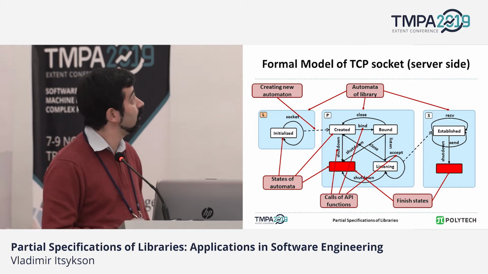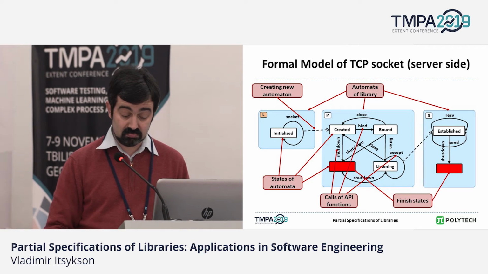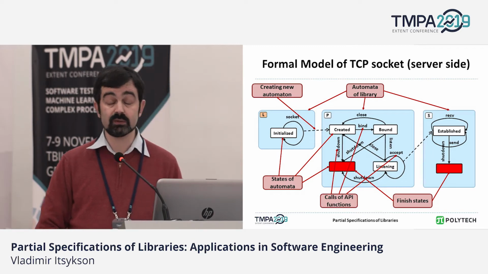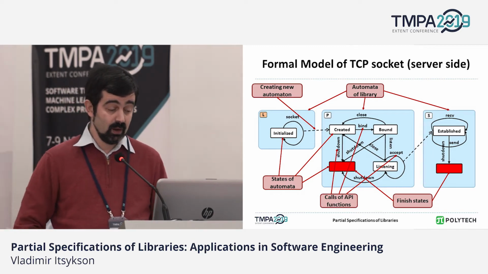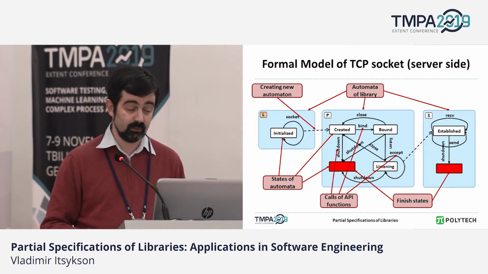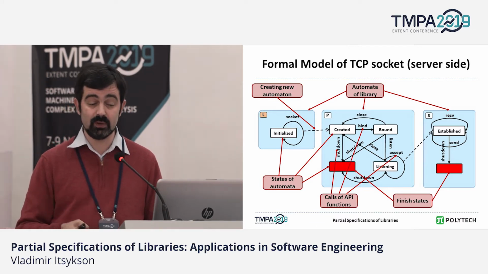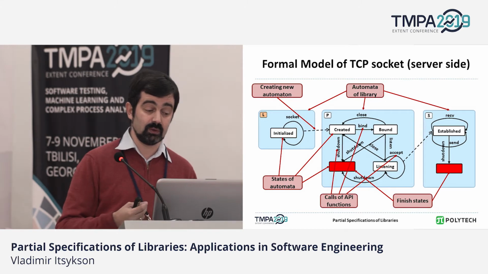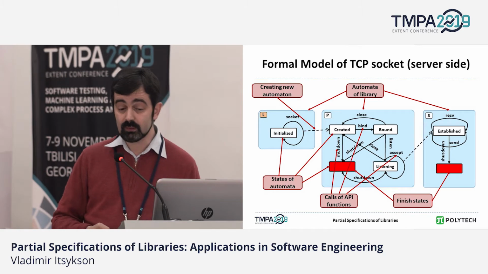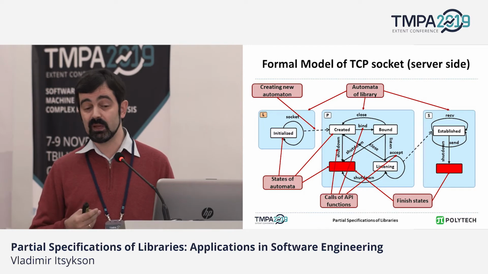On this picture, you can see an example of our model. It's a TCP server, the server side of a TCP socket. This model consists of 3 automata. The first automaton L is a primitive automaton of the state of the library. Each automaton has only one state, initialized. The second automaton corresponds to the TCP/IP listen socket.